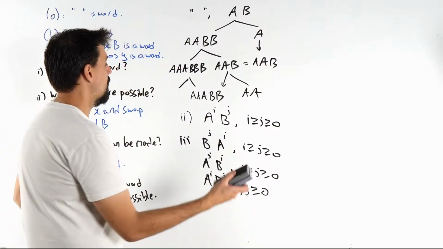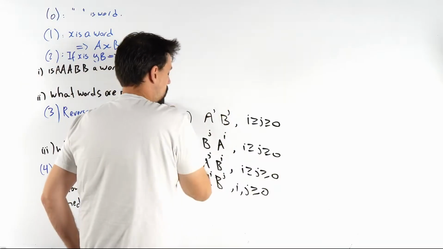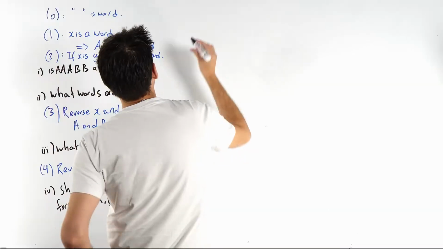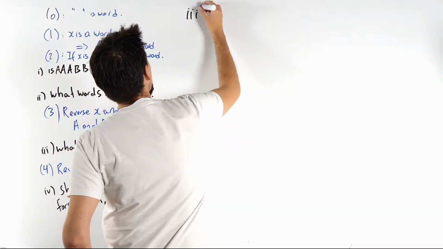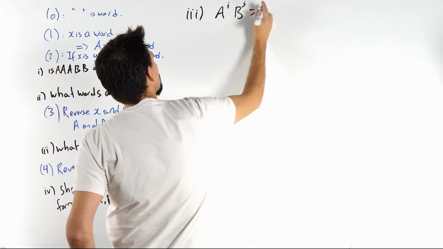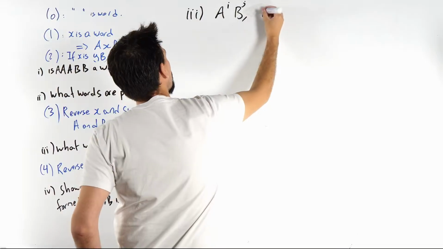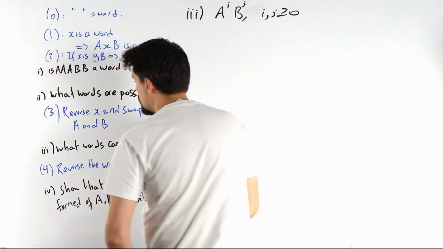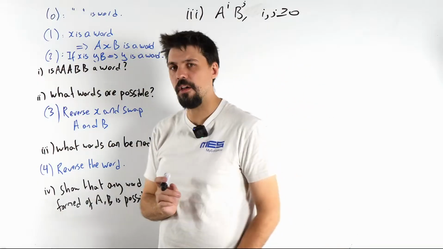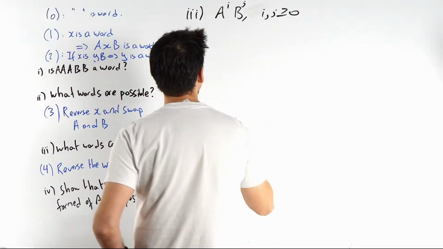We're going to need a bit of room here, aren't we? All right, so let's recap that. By part 3, my words look like A^I B^J, with I and J positive. Now what can I do? Now I can reverse the word. Ooh. Now that's going to create all kinds of stuff.